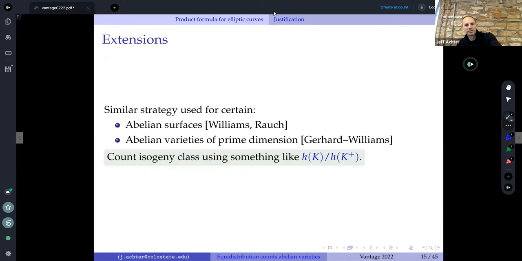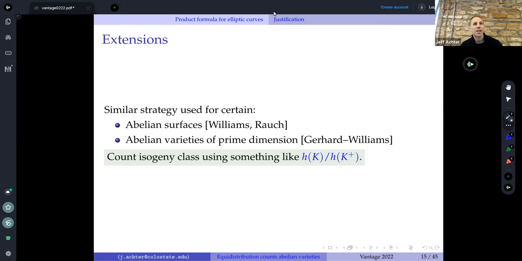And if you're inclined to, you can do this to some extent higher, better, faster, more. So Cassie Williams did this for certain ordinary abelian surfaces, and Rauch, I've forgotten his first name, also worked this out for a class of abelian surfaces. And Cassie had an undergraduate, Gerhard, who worked with her to generalize her strategy to certain abelian varieties of prime dimension.